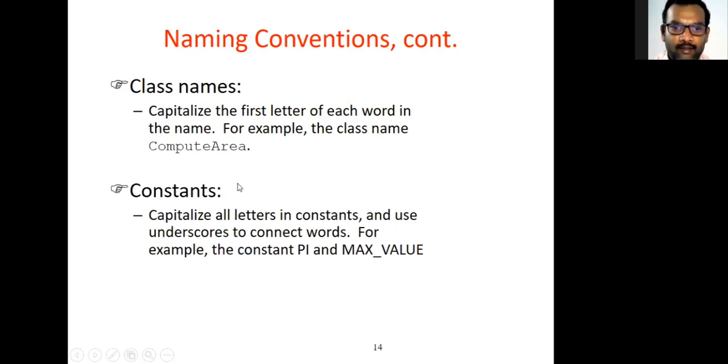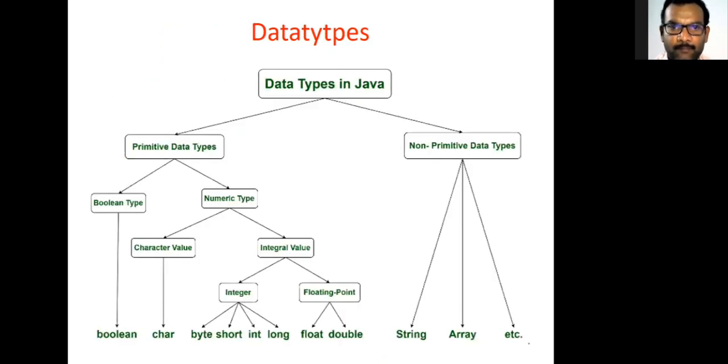And constants. As I told, the general convention for specifying constants is capital letters. So PI is a constant, represented with capital letters. MAX_VALUE: see that it has two words, max and value, but we should not give a space between those two words. It should have only the underscore symbol.